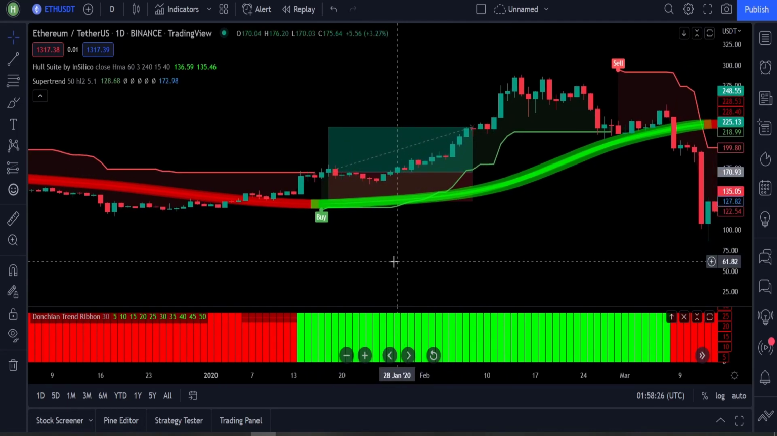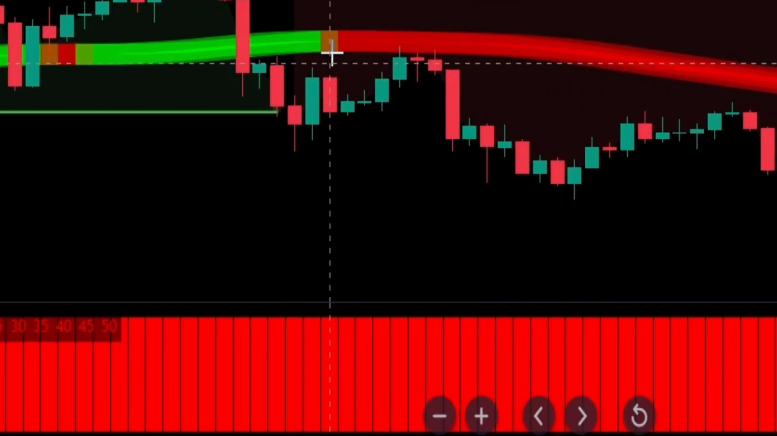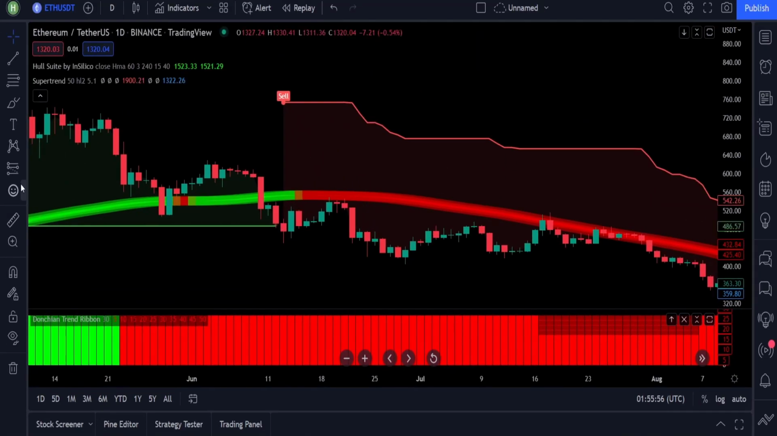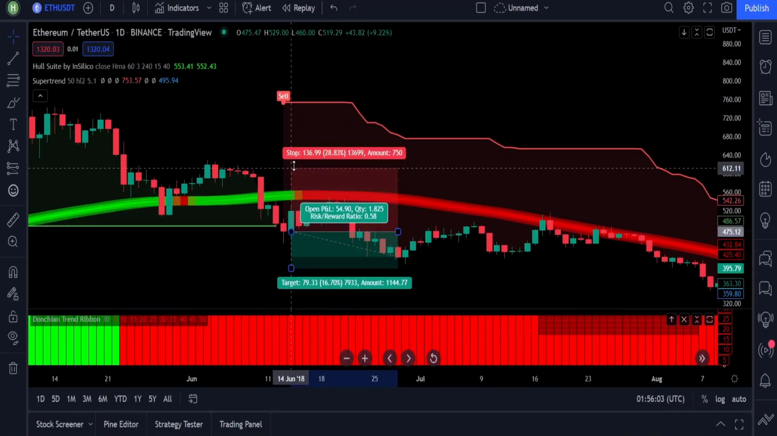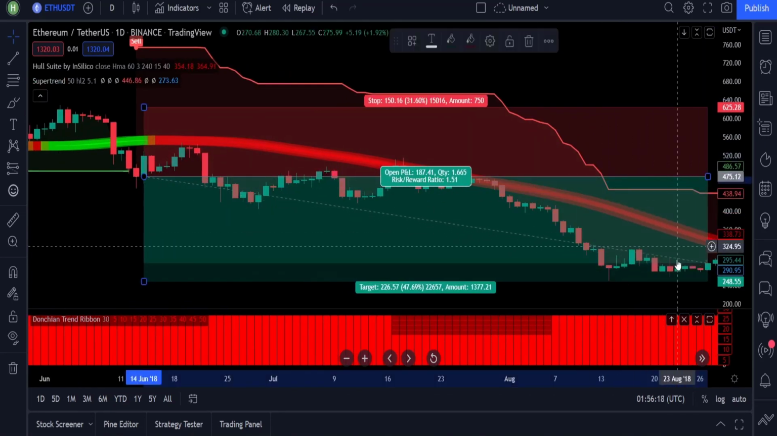Here we have a sell trade. We can see we have a sell signal and the whole suite is red, and down here the Donchian trend ribbon is also red, so I'll get into this trade and keep stop loss at the recent swing high, and with a risk to reward ratio of 1.5, it would have been again a profitable trade as you can see here.